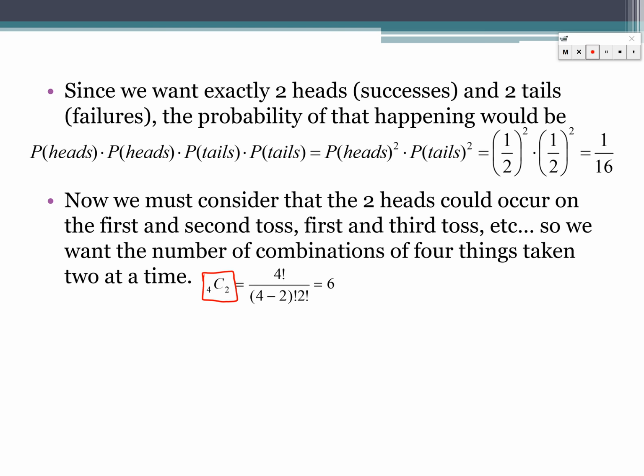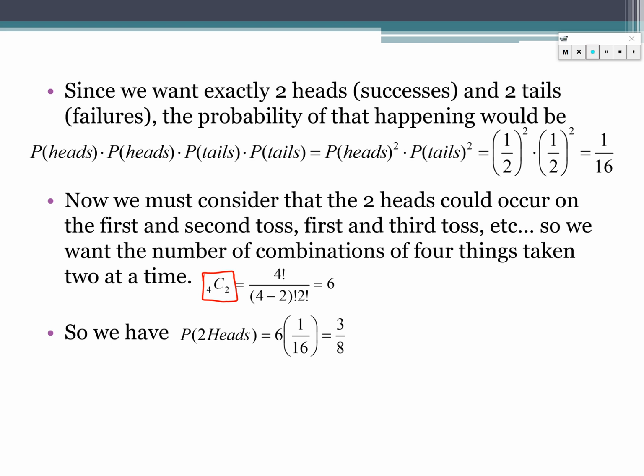So then to get our actual probability, we're going to take our number of combinations, which would be 6, times the probability we had earlier that 2 of the 4 tosses will be heads. So it's not going to be enough that I just figure out, well, if 2 of them can be heads, we have to take into consideration where they occur. So first toss, second toss, first toss, third toss. So we do have to consider the number of combinations.